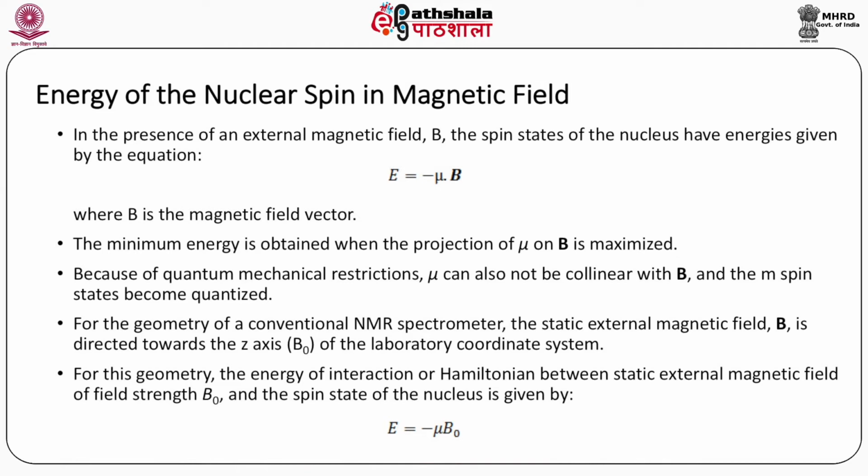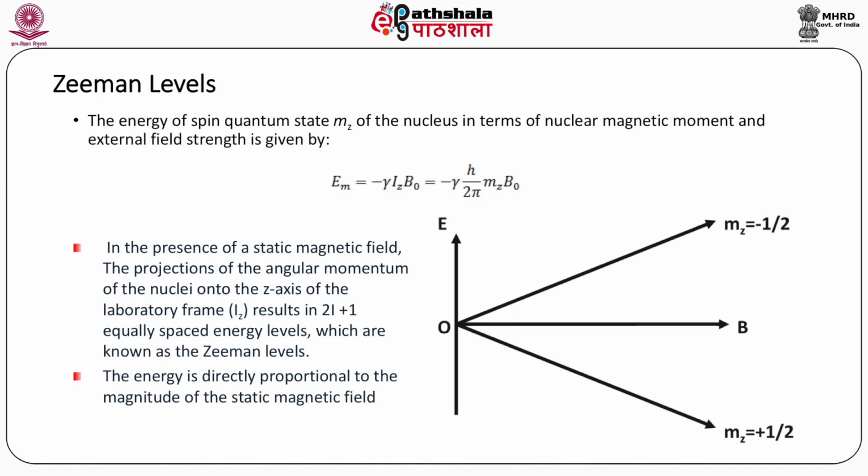For the geometry of a conventional NMR spectrometer, the static magnetic field B is directed along the z-axis and is shown as B0 of the laboratory coordinate system. For this geometry, the energy of interaction, or Hamiltonian, between the static external magnetic field of field strength B0 and the spin state of the nucleus is given by E = -μB0. The energy of spin quantum state mz of the nucleus, in terms of nuclear magnetic moment and external field strength, is given by Em = -γIzB0 = -γ(h/2π)mzB0.